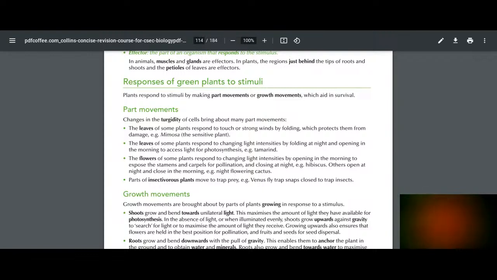This is important. When it comes to turgidity, for example, if the leaves of some plants are touched, they fold, which protects them from damage. Then leaves respond to changing light intensity by folding at night as well as opening in the morning to access light for photosynthesis. And flowers respond to light intensity by opening in the morning to expose the stamens and carpels for pollination and closing at night.